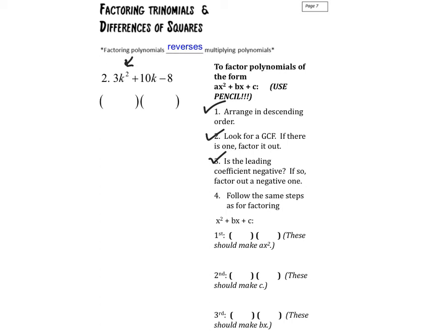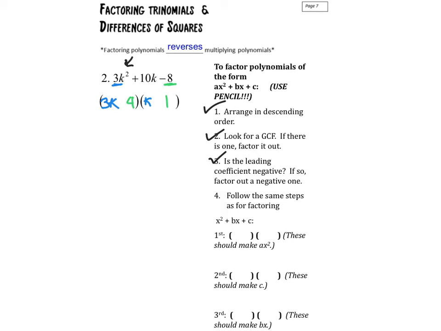I need my first term, 3k squared, to be in the front of each parenthesis. So this is going to get 3k, and this is going to get k. When I multiply it back out, I will definitely get 3k squared. Now I want to check out -8. Whew, I got options here. Some of my options will be, I am going to try 4 and 1.